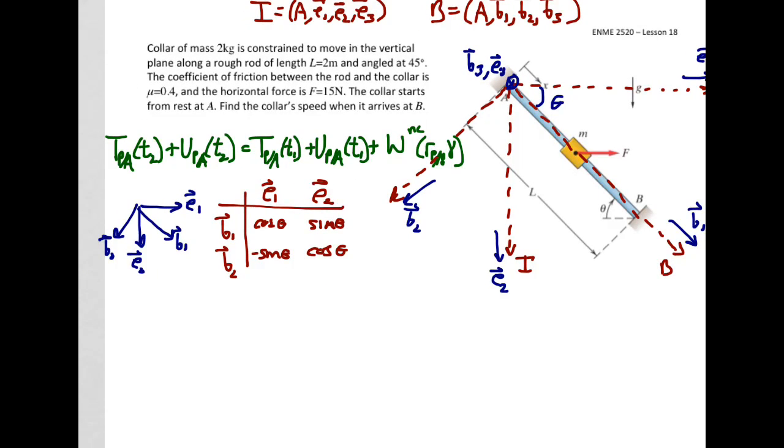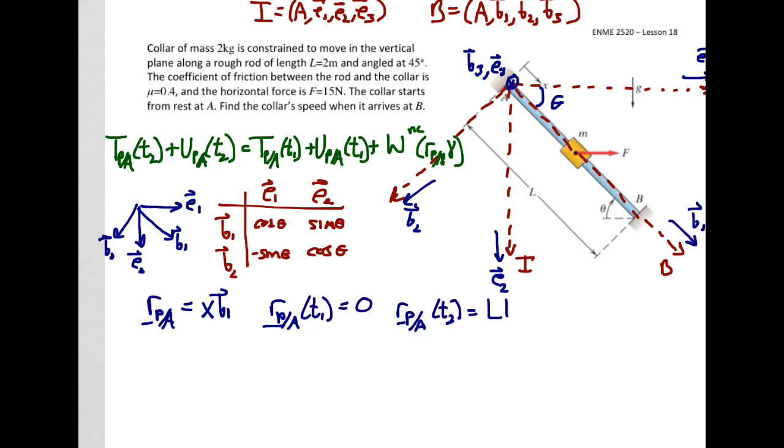The location of our mass, P, so r_P with respect to A, is equal to, we have our coordinate defined as x, so it's x in the B1 direction. And at time 1, our position is 0, and at time 2, r_P with respect to A is equal to L in the B1 direction.